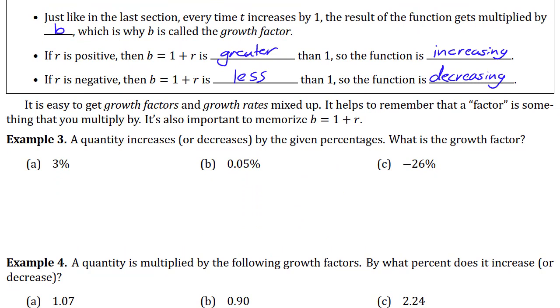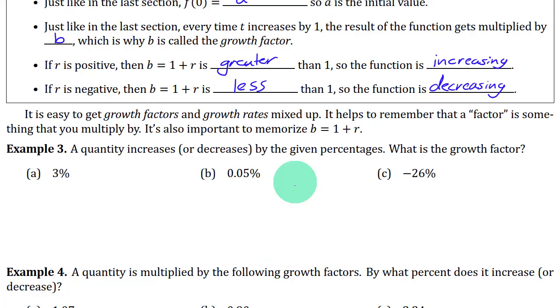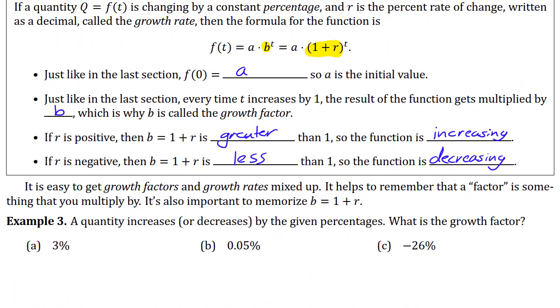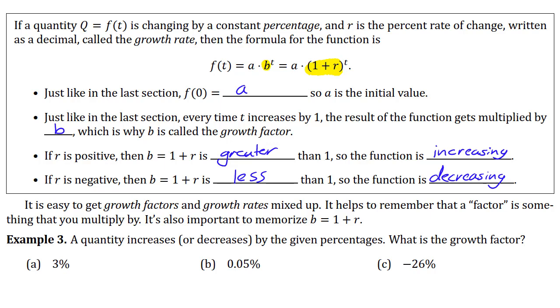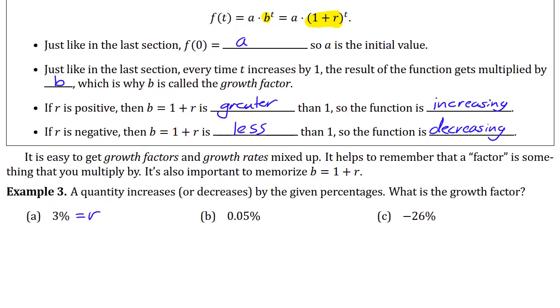We have a quantity that increases or decreases by the given percentages. So does that mean that 3% is the b or 3% is the r here? Well, if it says that it changes by a percentage and that r is the percent rate of change, we have a percent rate of change here. So this is r, but we want to write that r as a decimal. What it actually means is a number, which is 0.03.